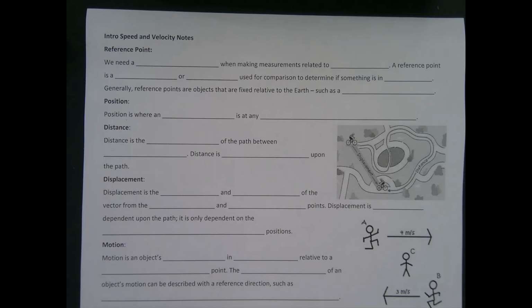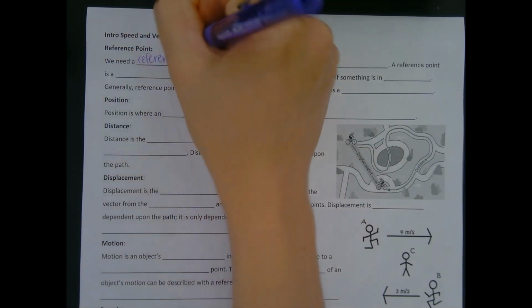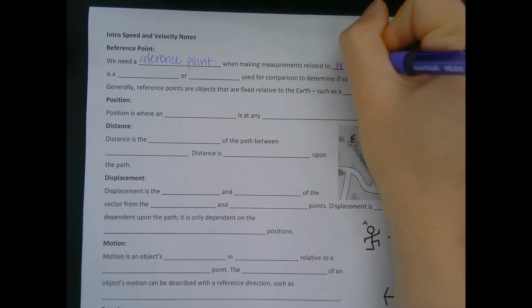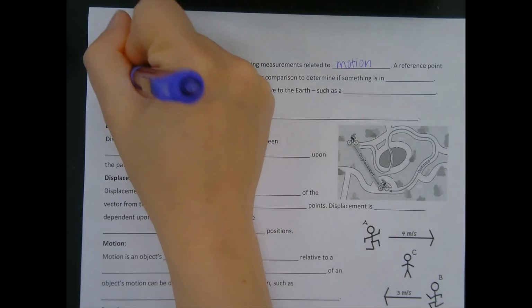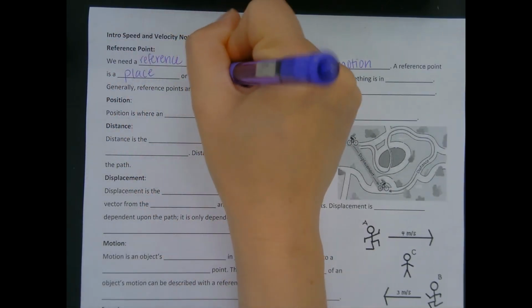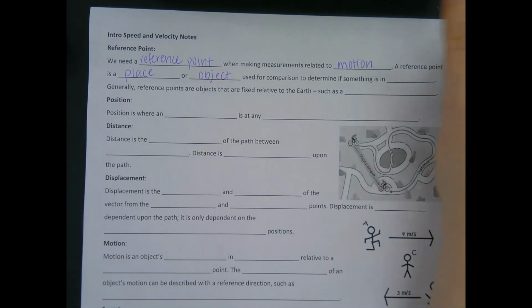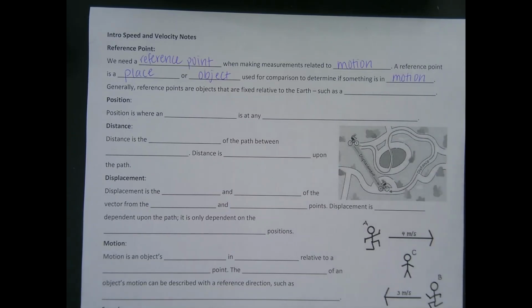So reference points. We need a reference point when making measurements related to motion. A reference point is a place or an object used for comparison to determine if something is in motion. So the motion is relative to this reference point, whether it's ahead or behind or in front. It is in reference to this point.